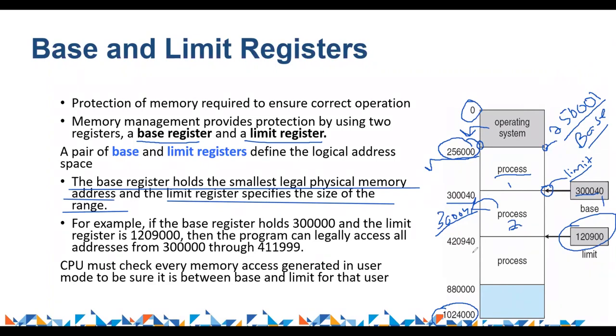Smallest means the lowest portion of the particular process, which is the 3001. And the limit means it specifies the size of the range, that is, how much memory will be held by this. And you can see here. If it is confusing, don't worry, let me make it very simple for you guys.